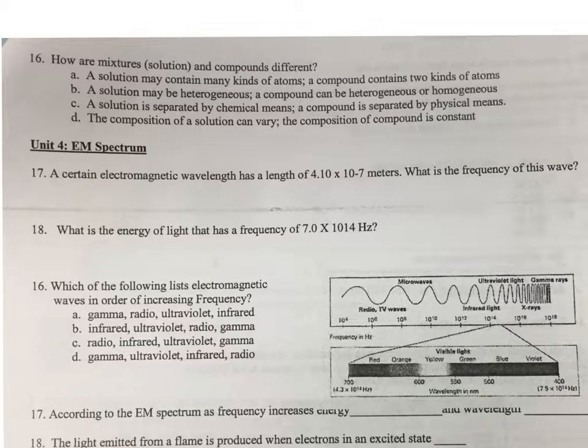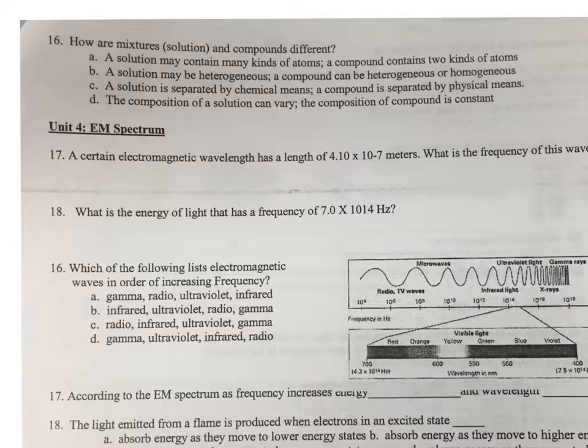All right. So letter A says a solution may contain many kinds of atoms. Is that true or false? That's true. That's fine. Okay. A compound contains 2 kinds of atoms. No, it's not limited to 2. All right. B. A solution may be heterogeneous. That's true. A compound can be heterogeneous or homogeneous. No. All right. A solution can be separated by chemical means. No. That's physical means. Okay. And a compound can never be by physical.